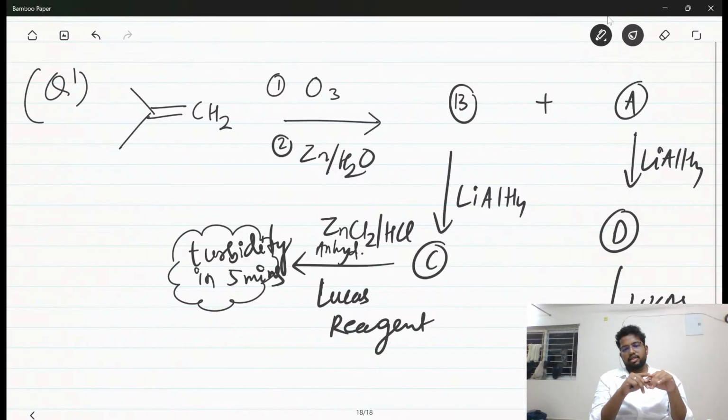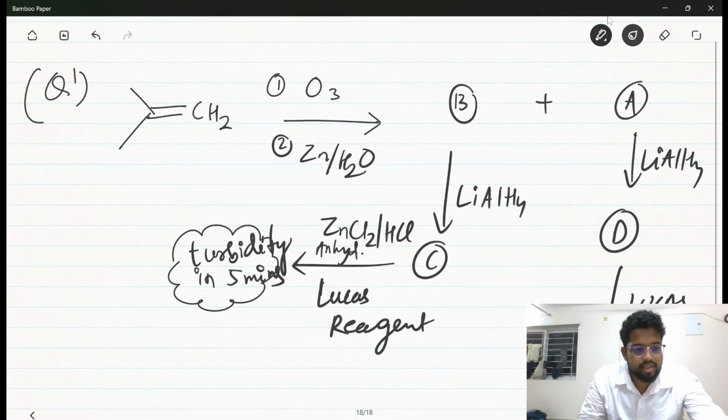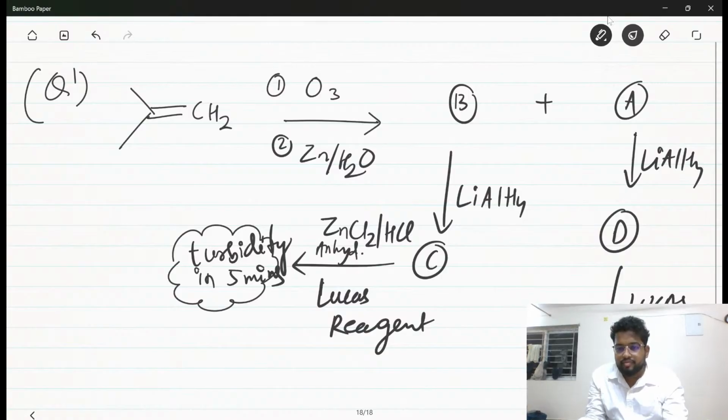What do you mean by turbidity? The solution changes, a precipitate forms. It would be a white color solution, which is called turbid. Okay, let's go to answering.